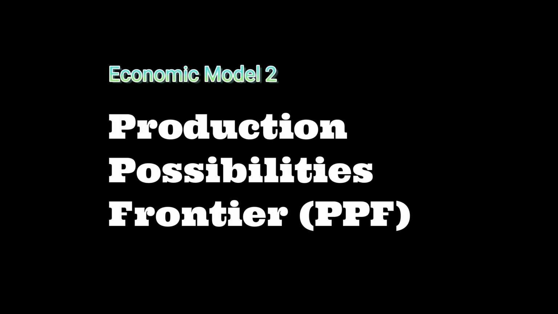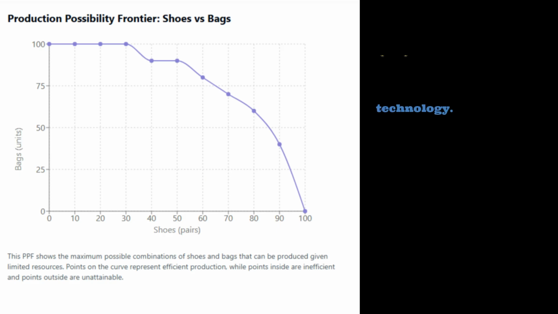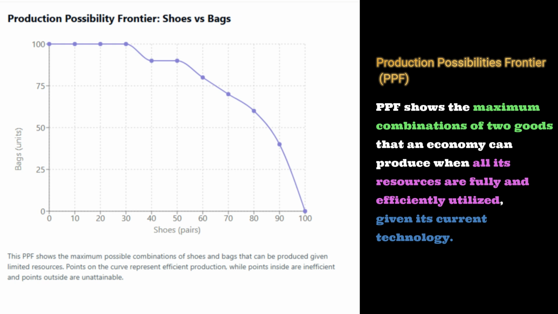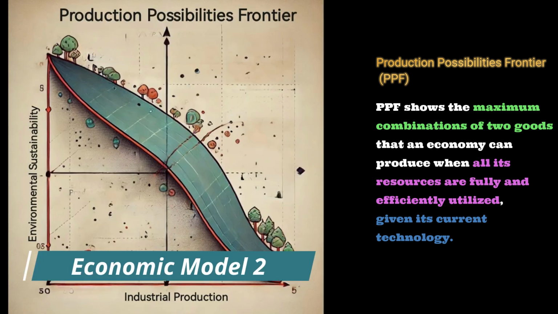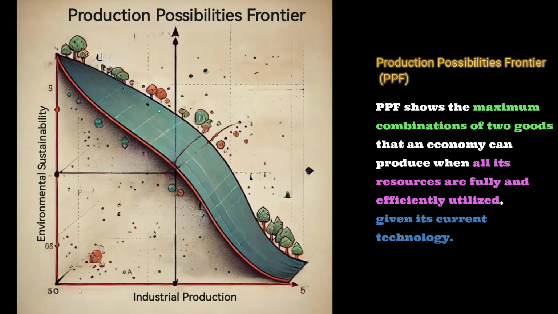3. Production Possibilities Frontier, PPF. Now, let's look at the Production Possibilities Frontier, which Mankiw uses to illustrate the concept of opportunity cost and the trade-offs economies face. The PPF shows the maximum combinations of two goods that an economy can produce when all its resources are fully and efficiently utilized, given its current technology. This graph demonstrates the trade-offs between different goods.